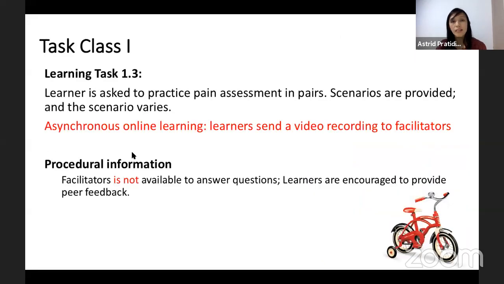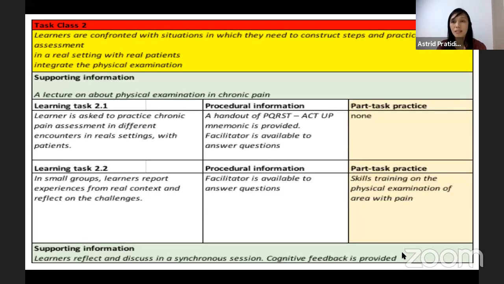In the learning task 1.3, you can ask your learner to practice pain assessment in pairs, and this can be made asynchronous online learning. And later on, the learners can send a video recording to you. And by doing this, you will decrease the level of support because the facilitator is not available to answer questions. So if you remember the picture of the bicycle with three wheels, this is the way you decrease the support. Now we come to the task class 2.